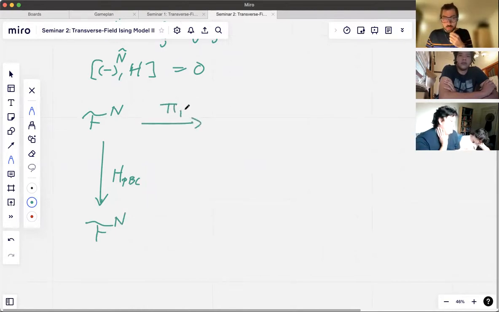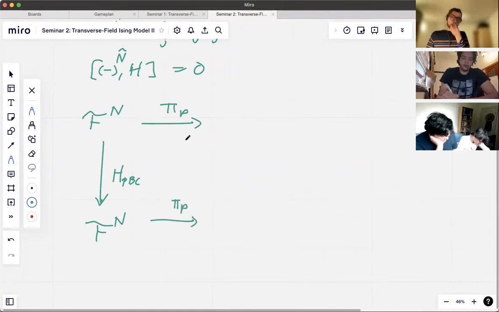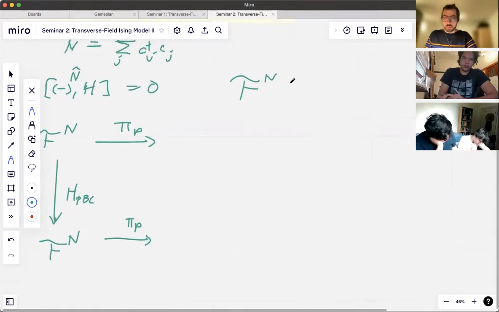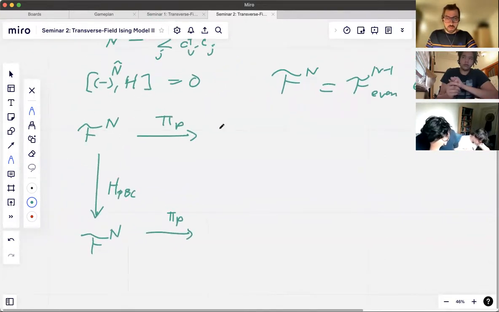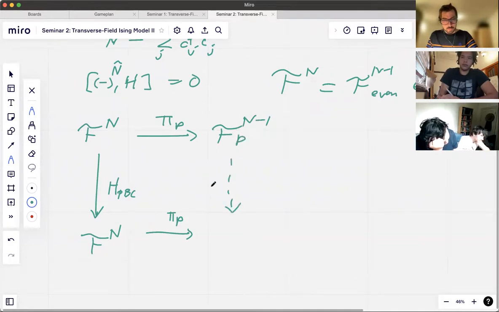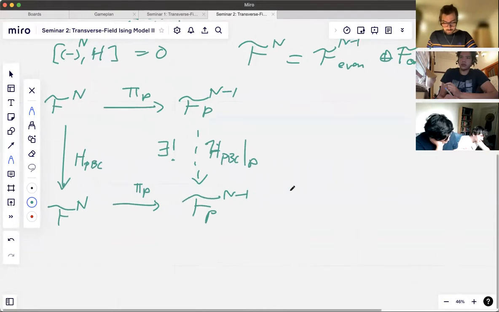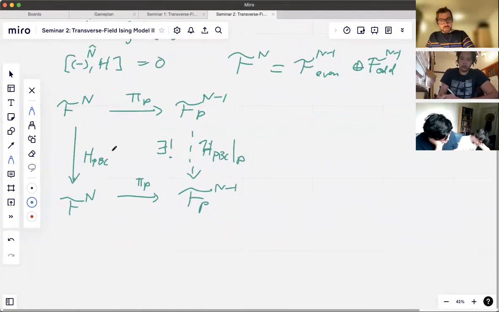But we can also define projection operators that commute, where these pi_p project onto either the n even or the n odd subspaces of F^n. So I might want to write F^n as F^(n-1) even direct sum F^(n-1) odd. So the fact that this commutator is 0 implies that the following diagram commutes. I.e., we can deal with the full Hamiltonian by just dealing with the Hamiltonian within the even and odd sectors.